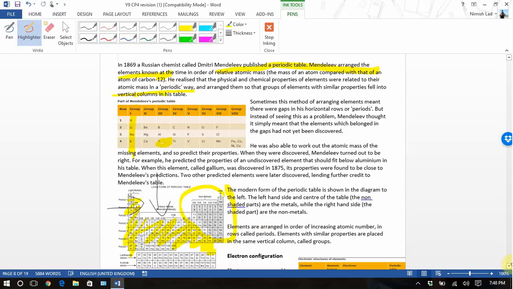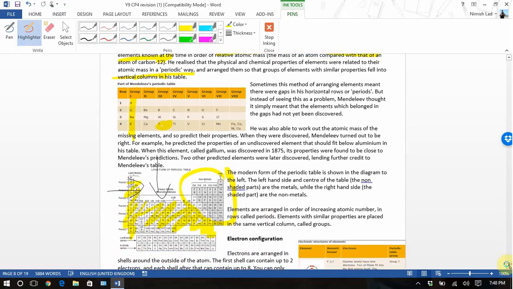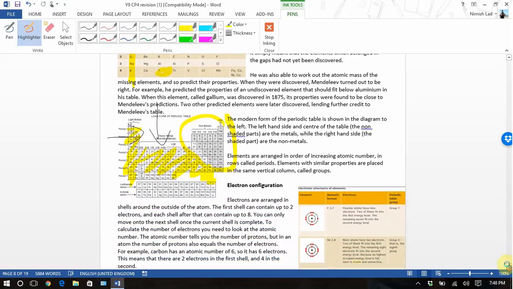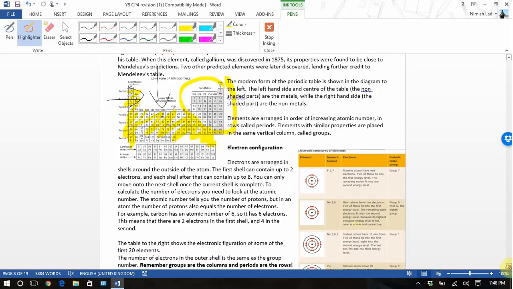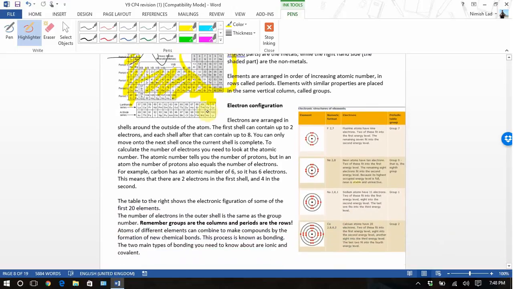Right, so you need to know a bit about electron configuration. The first shell of an atom can take up to 2 electrons, and every shell after that can take 8. So if you've got 10 electrons, you put 2 in the first shell and 8 in the second. And remember, you can lay it out in this way. So you can see over here, you've got fluorine, which has 2 and 7. 2 electrons in the first shell and 7 in the one after that.